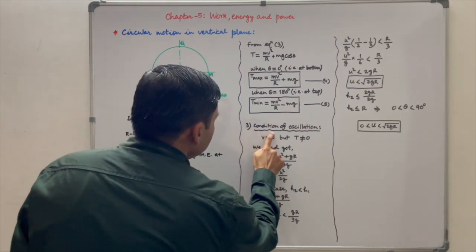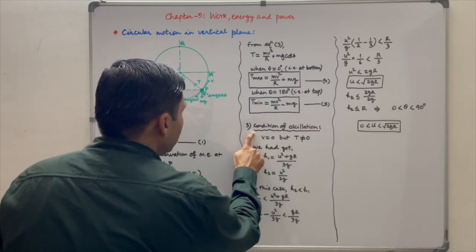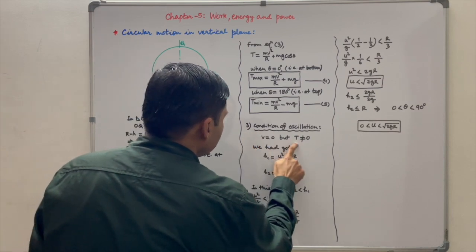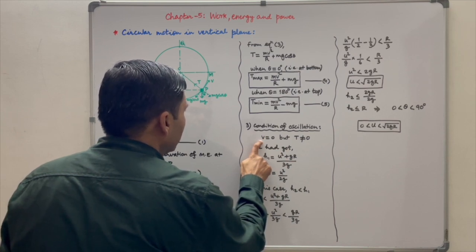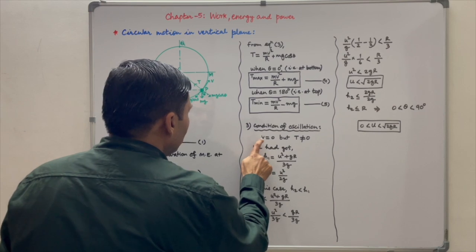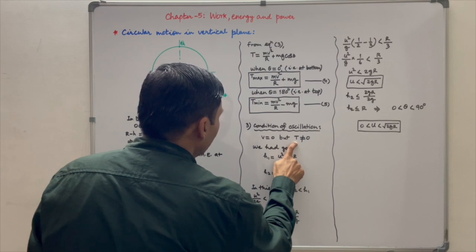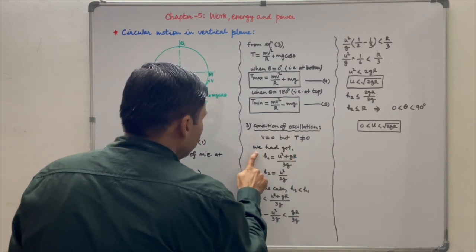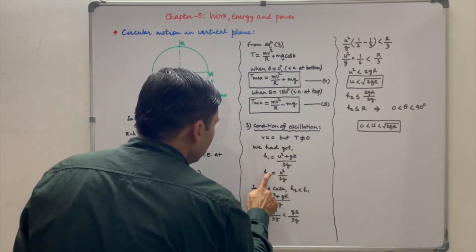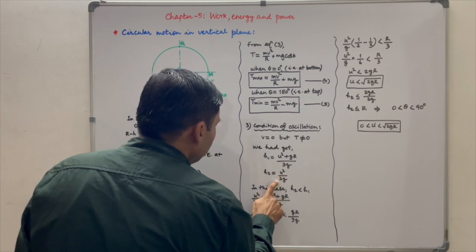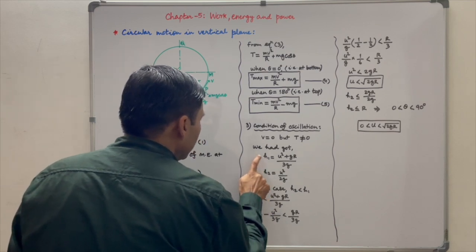Third condition is condition of oscillation. This condition is just opposite to the previous condition. In the previous condition, tension in the string was 0, but velocity of the particle at that point was not equal to 0. In this condition, velocity of the particle is 0, but tension in the string at that point is not equal to 0. We had got in the previous condition h1 is equal to u square plus gr upon 3g and h2 is equal to u square upon 2g. In the previous condition, h1 was less than h2. In this condition, h2 is less than h1.